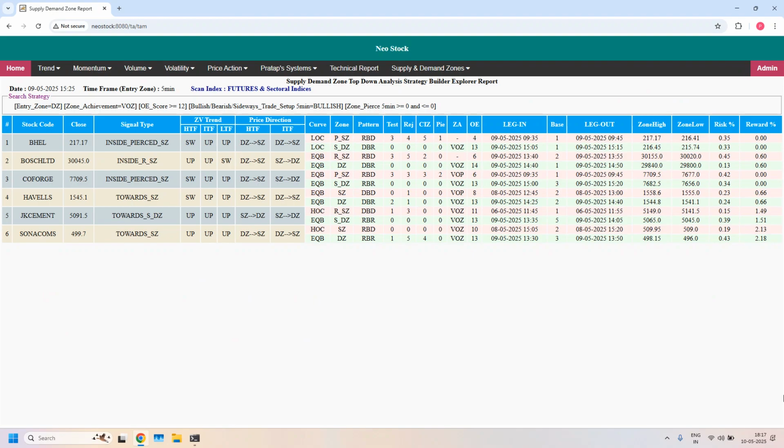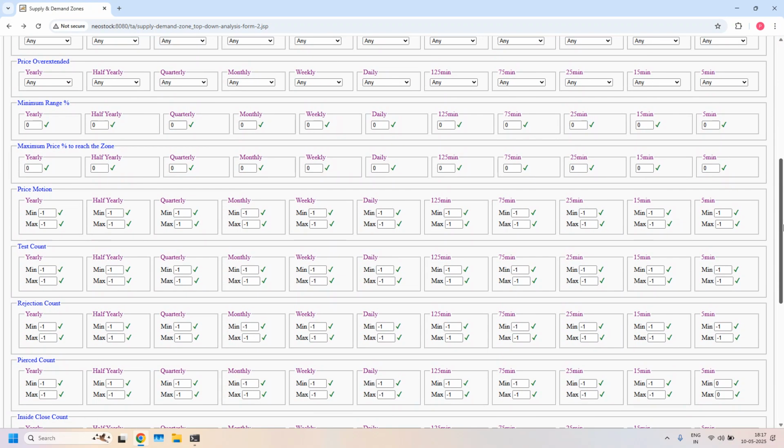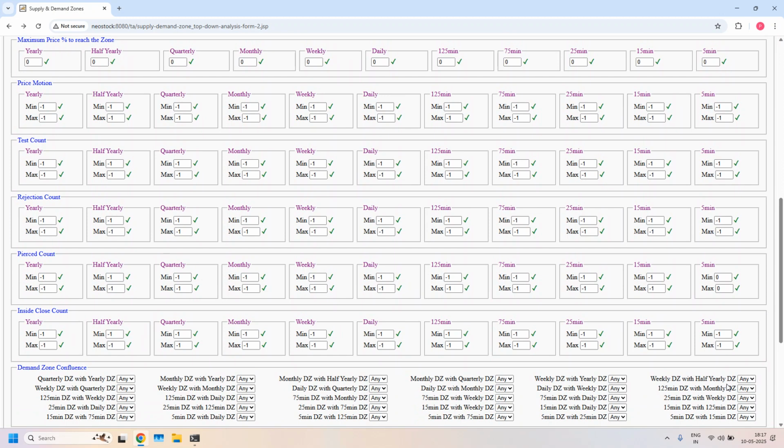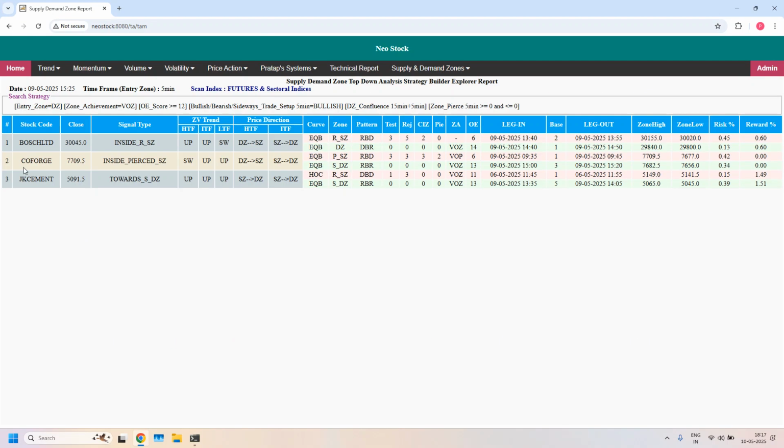Out of 6, how many are having LTF, ITF demand zone confluence? Let's filter. That is 5 minutes and 15 minutes demand zone confluence. I am enabling the filter. With this filter, out of 6 stocks, we got 3 stocks. In these 3 stocks, these 5 minutes demand zones are overlapped with 15 minutes demand zone. And 15 minutes trend is up in all the 3 stocks.